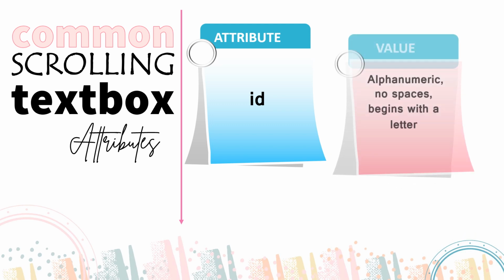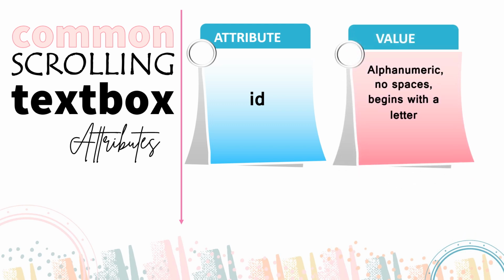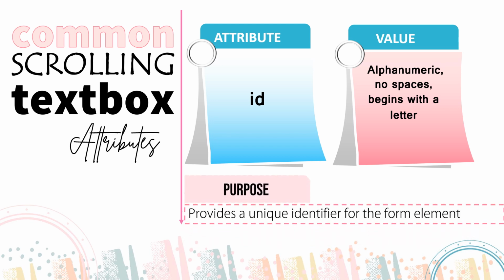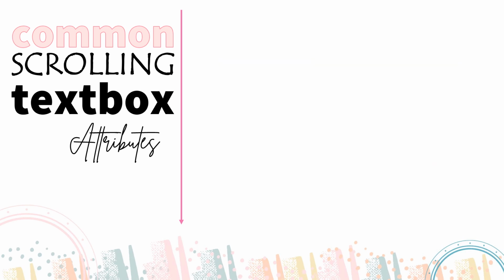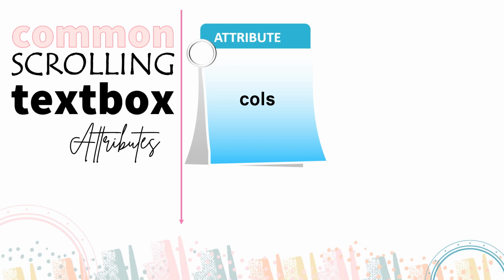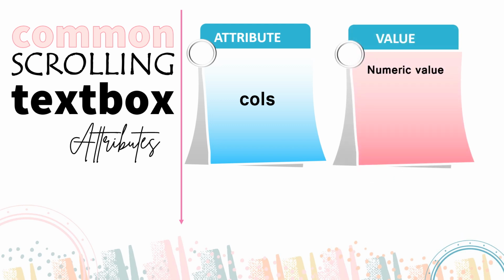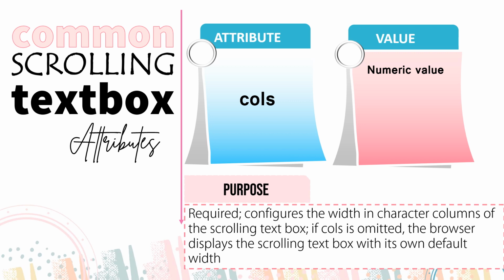The ID attribute has the value alphanumeric, no spaces, begins with a letter. The purpose, it provides a unique identifier for the form element. Cols attribute, the value, numeric value. The purpose, this is required. It configures the width in character columns of the scrolling text box. If cols is not submitted, the browser displays the scrolling text box with its own default width.